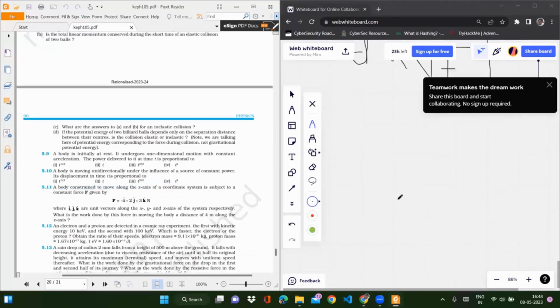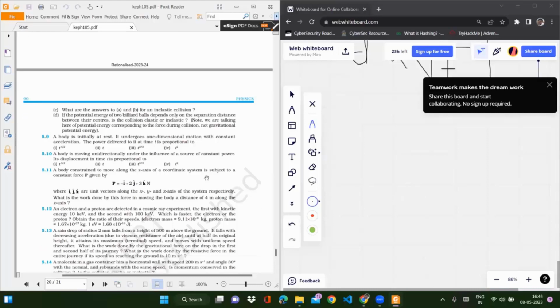Now 5.11 question. A body is constrained to move along the z-axis of a coordinate system and is subject to a constant force F given by F equals minus i plus 2j plus 3k Newton, where i, j, k are unit vectors along the X, Y, Z axes of the system respectively. Now it's a simple question where the force vector is given. We have to just use the definition of work done, which is nothing but the integral of F dot ds.